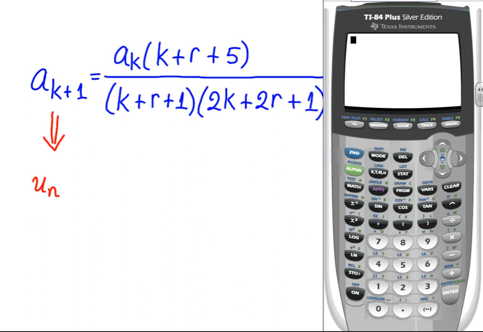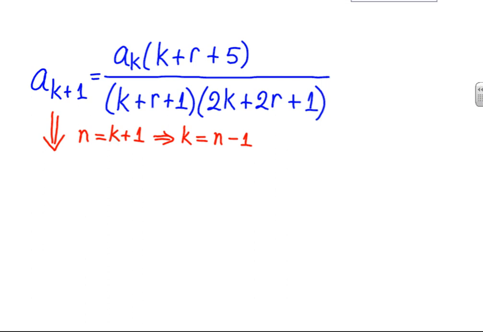So in that case, what we did was we let n equal to k plus 1. Because of that, k is equal to n minus 1. So we substitute all of that back into the equation. Everything must be in terms of n. And also we know that r equal to 1/2. We have that from the last part. I put all of that in.